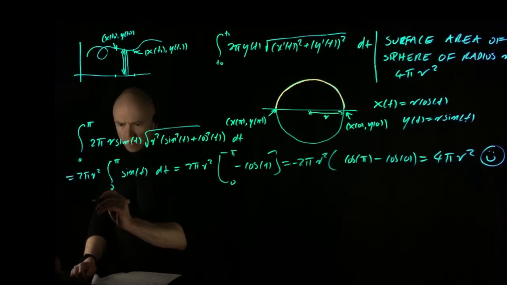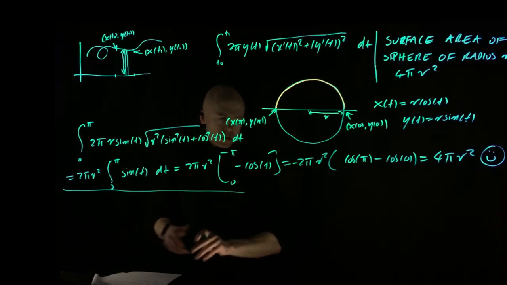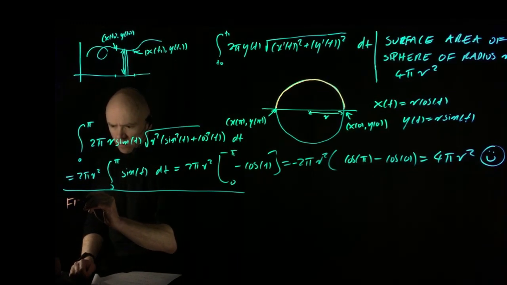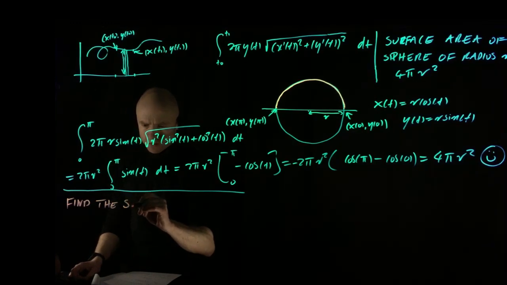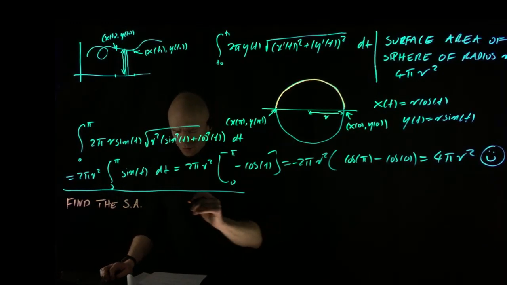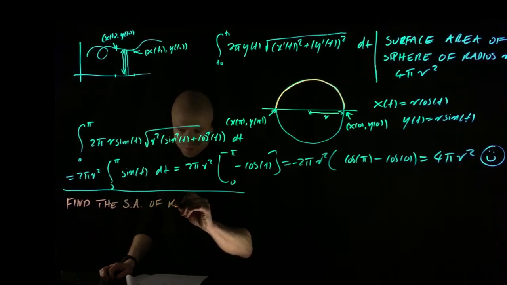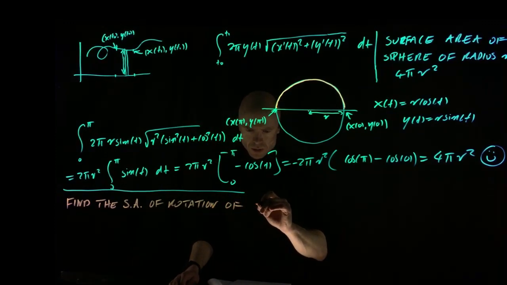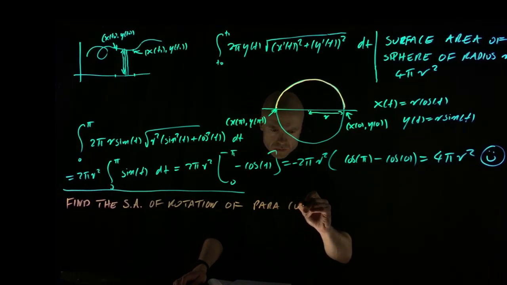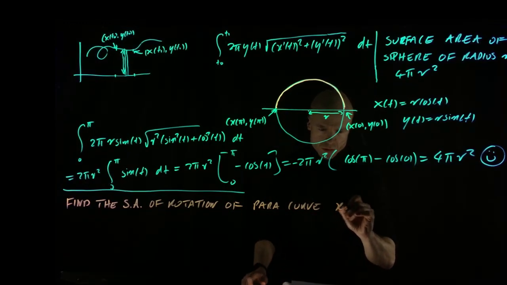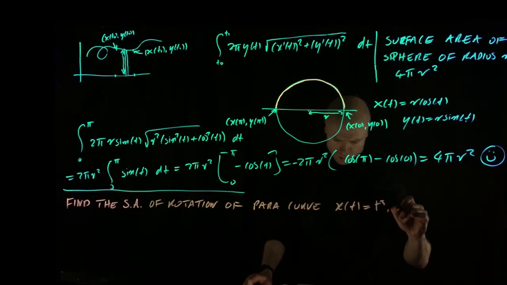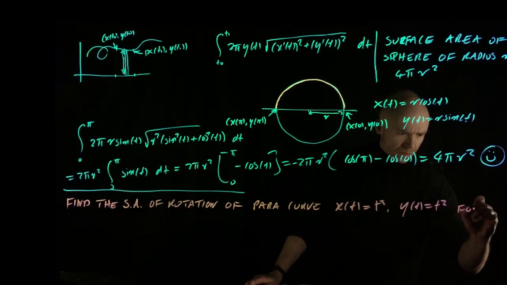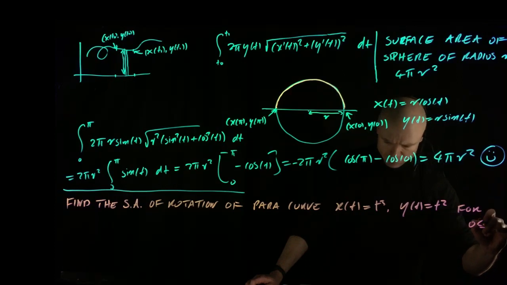Let's do this one. Find the surface area, which is going to be abbreviated to S.A., of rotation of the parametric curve x of t given by t to the 3, y of t given by t squared, or 4 t, which is between 0 and 1.